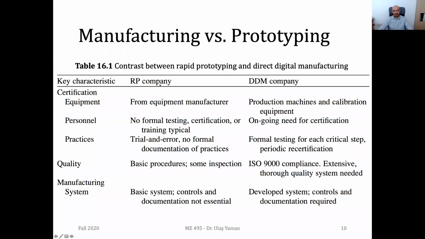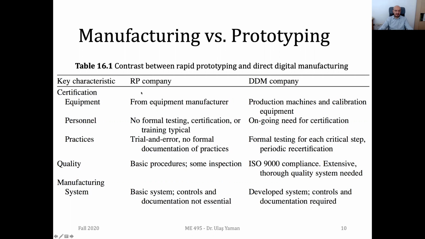A Rapid Prototyping company simply acquires the machine and then performs the manufacturing. The quality of the resulting product is not important, but in a Direct Digital Manufacturing company, the quality is highly important. They need to calibrate their machines from time to time on their own. Let's have a look at the type of personnel. In the Rapid Prototyping company, we don't need highly experienced personnel, and no formal testing is required. But in the Direct Digital Manufacturing company, the engineers should have experience in additive manufacturing. They need to be certified.